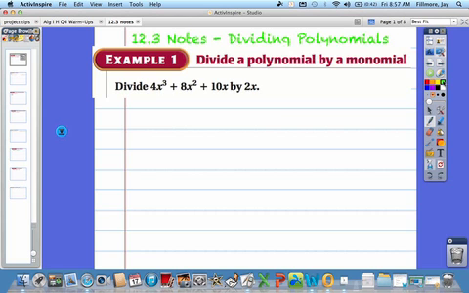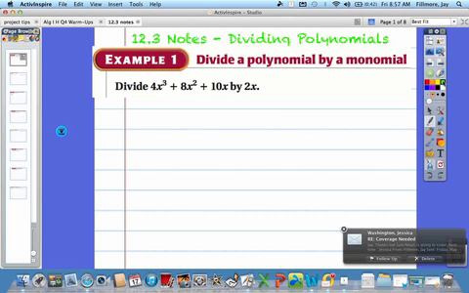So we're going to start section 12.3, dividing polynomials, with an example of dividing a polynomial by a monomial.